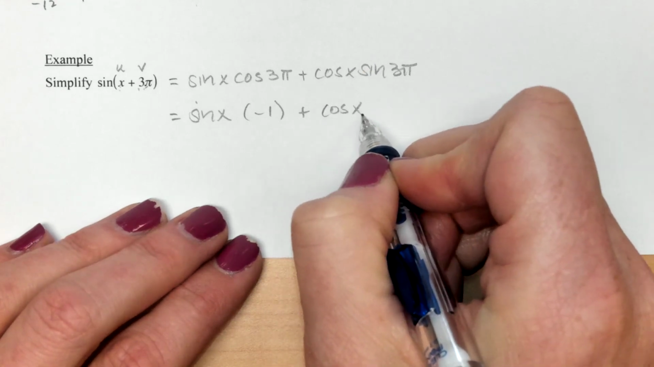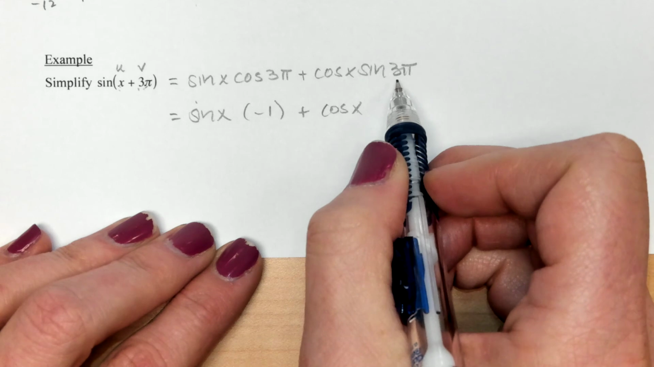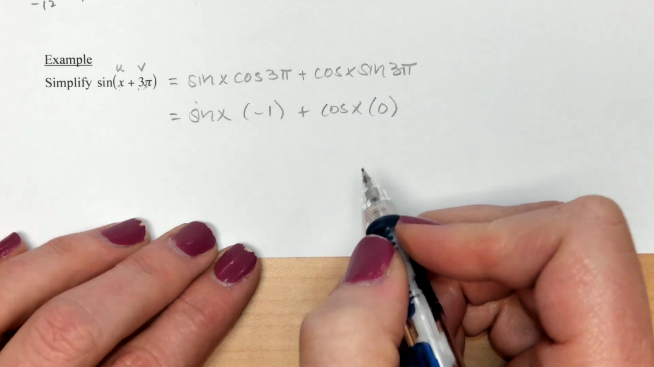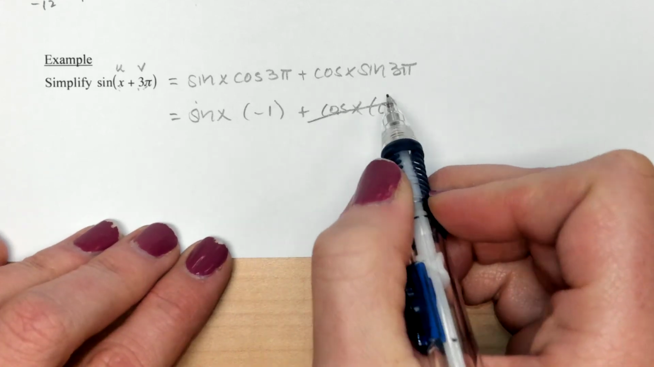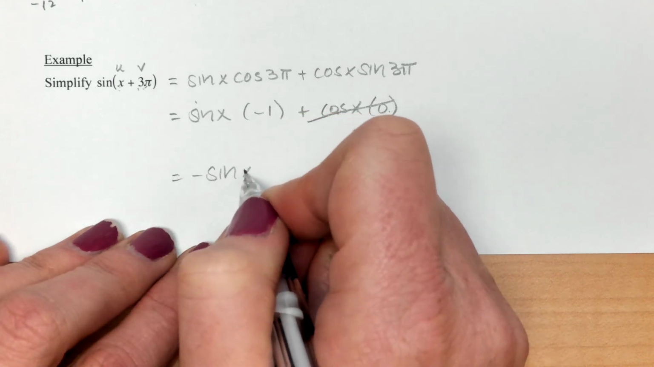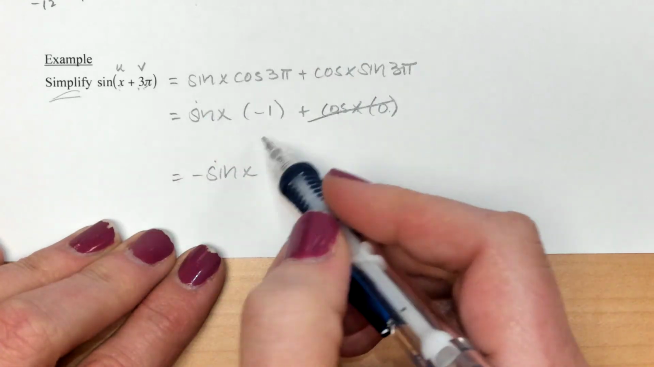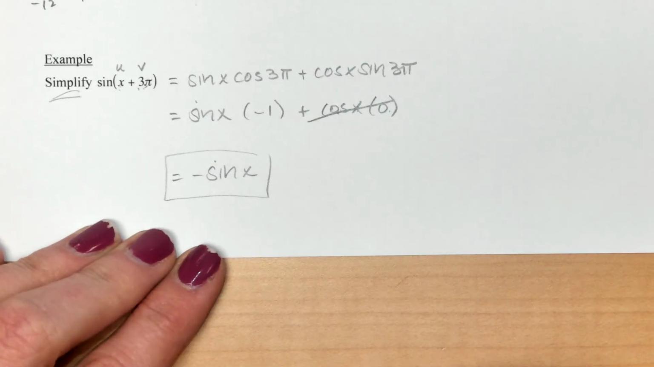And then I've got cosine of x again. I don't know what this angle is, so I can't do anything about it. And then it says sine at 3 pi, so going back to that, I would have 0. And 0 times anything is 0, so I don't even care about that. And then -1 times sine would just be negative sine x. And that's what they're calling simplifying. It's just kind of using the formulas to break it apart and see where you land.